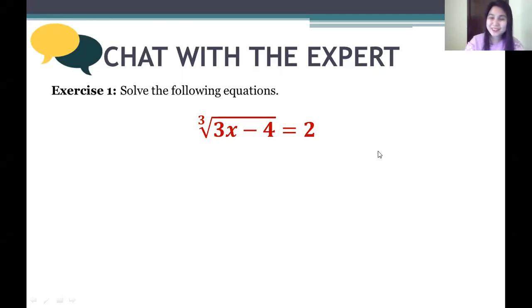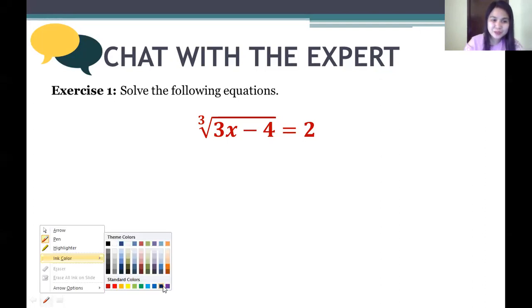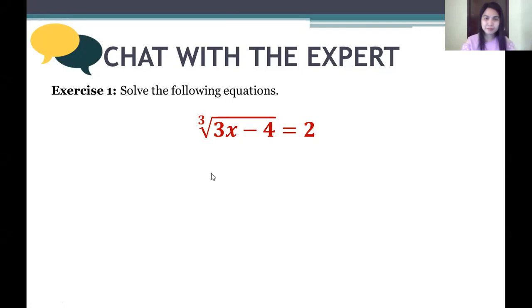Okay, let's continue. Now, here's the next problem. In the chat box, can you share with me what's the first thing that we are going to do? What's the first thing that you will do? Move 3. Why will you move 3? Identify the index. Okay, identify the index. So what is now the index?